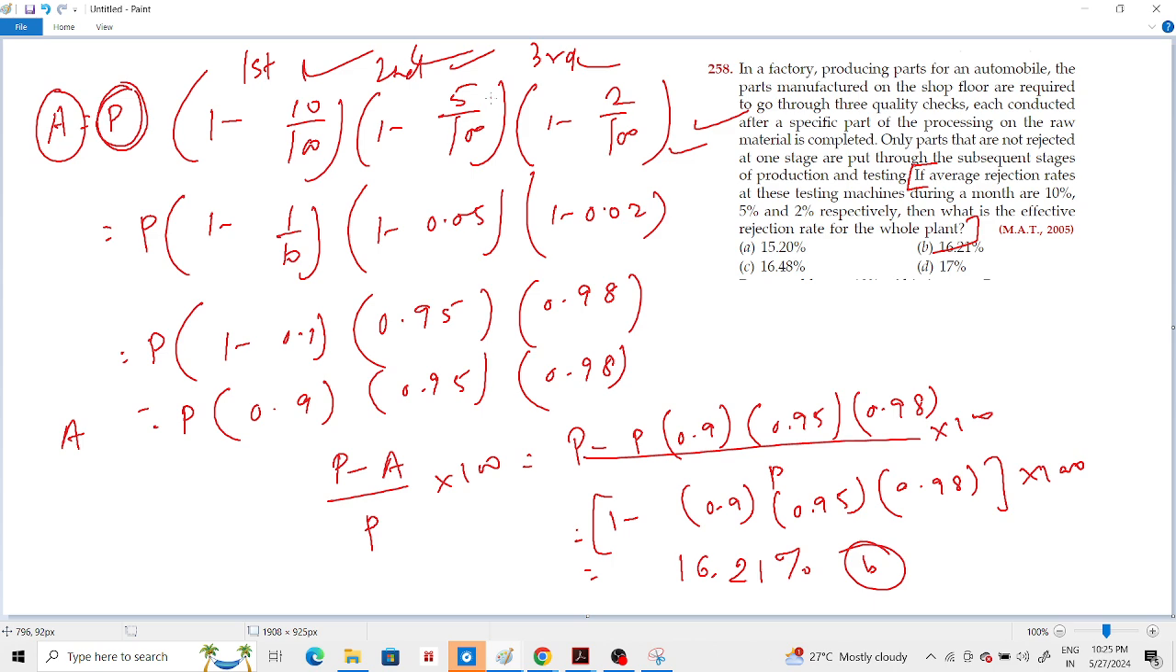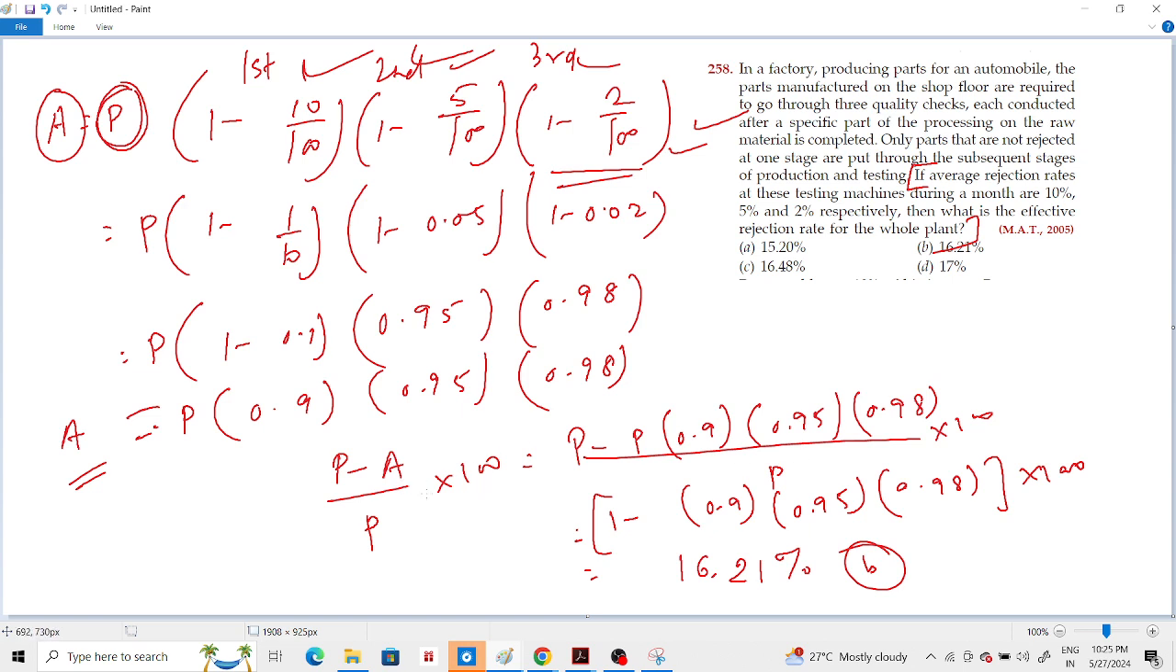There 5% are rejected. How many are coming out? 1 minus 5%. That means 95% are coming out. Out of those, whatever remaining, that is passing through the third machine. Out of them, how many are coming out? This 1 minus 2 by 100 are coming out, and as a result this is the final value that I am getting. I didn't solve it because it will become big.